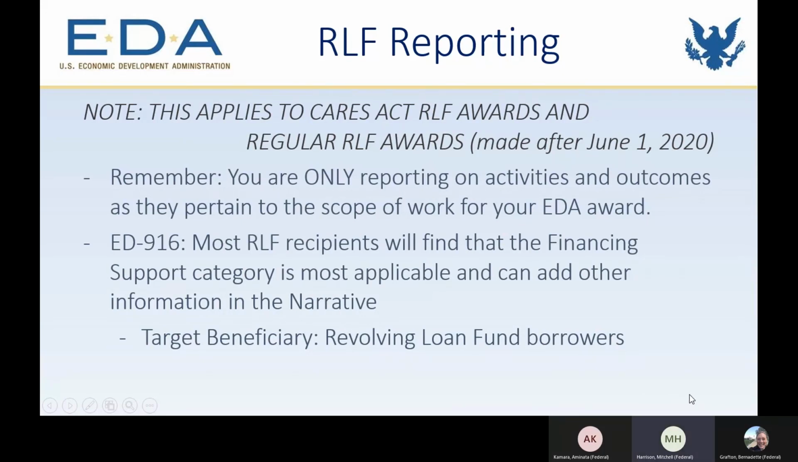most RLF recipients will find that the financing support category is the most applicable to their scope of work. All grantees should make sure to look through all questions ahead of time using the PDF versions available on the EDA website to determine which categories and which questions are applicable to the award before receiving the electronic questionnaire. One of the first questions in the questionnaire asks the recipient to identify the target beneficiary or beneficiaries. For RLF recipients, the target beneficiary should be revolving loan fund borrowers.